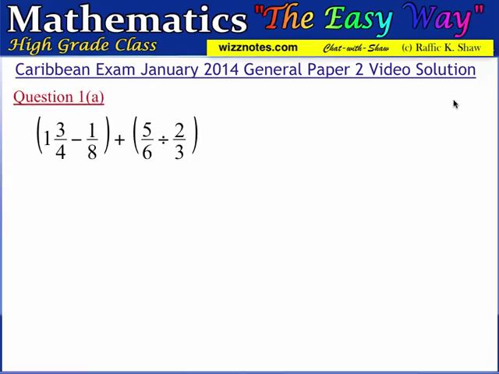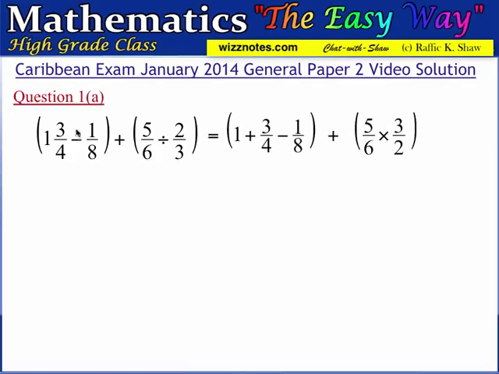In question 1A, we're given this expression and we're asked to find the exact value of this expression. Now what we have here are two bracketed terms that are being added, and we see we have fractions here. So what we want to recognize is that this is a mixed number, and we are subtracting this proper fraction in this bracket, and in this second bracket we are dividing a fraction by another fraction. And we have to remember that when we divide a fraction, we multiply by the reciprocal of that fraction. So what I'm going to do is simplify the expression by breaking this mixed number and also adjusting this division to the multiplication equivalent.